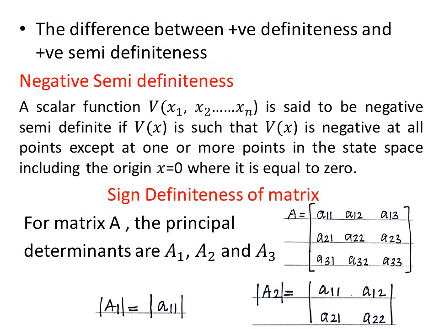Next one, we can study what is the sign definiteness of a matrix. Consider a matrix given in the figure, that is a 3×3 matrix. From this 3×3 matrix, we can form the principal determinants a1, a2 and a3, which are formed as minor matrices of matrix A. That is, a1 is a 1×1 matrix, a2 is a 2×2 matrix, and a3 is a 3×3 matrix. We can find the determinants a1, a2 and a3.